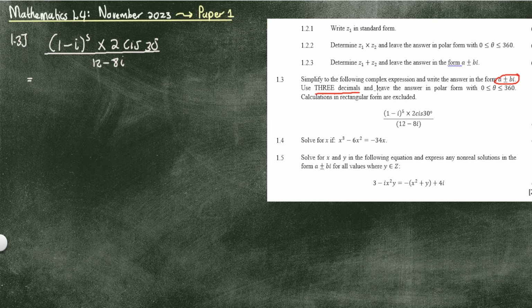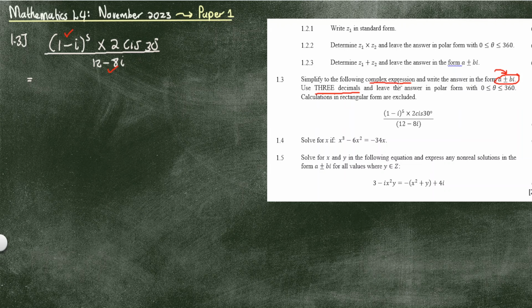Use 3 decimals and leave the answer in polar form. Simplify the complex expression. Okay, now I understand why they are saying this. Now they want us to simplify the complex expression. We have 2 expressions, this one and this one. Simplify them first and write the answer in the form.